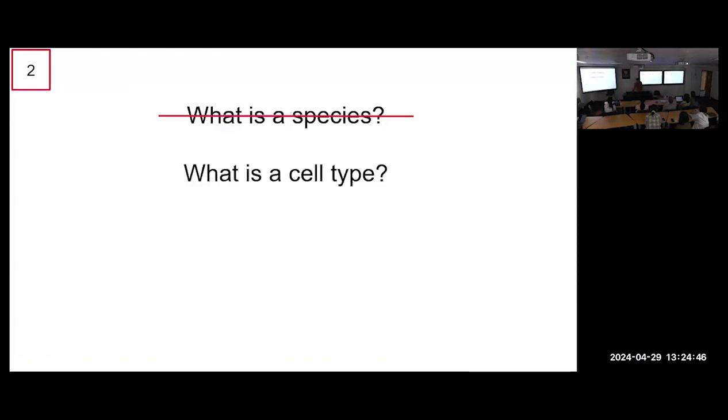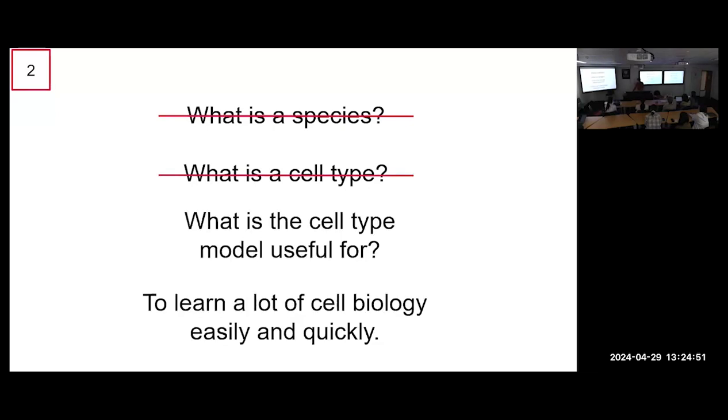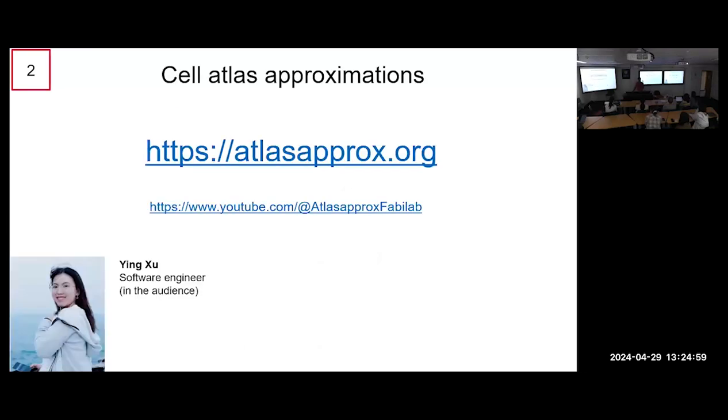So instead of asking what's a cell type, which is very hotly debated all the time in the community, maybe you can ask what a cell type model is useful for. And of course, the answer, now we know, is to learn a lot of cell biology easily and quickly. So it has to be easy and quick. That's why we developed this project called the cellular approximations.